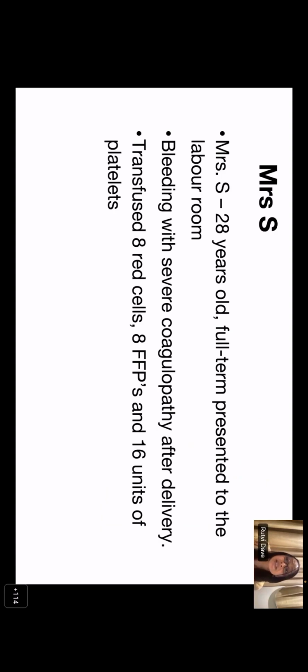And finally, going to the last case for the day, which is Mrs. S. She is a 28-year-old full-term woman who presented to the labor room. She's bleeding with severe coagulopathy after delivery. She's transfused with 8 red cells, 8 units of FFP, and 16 units of platelets.